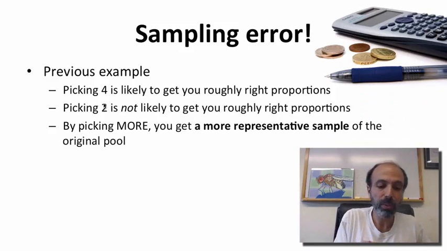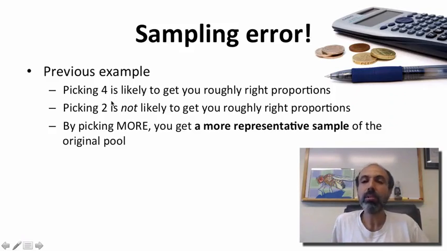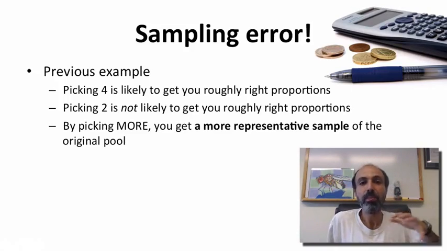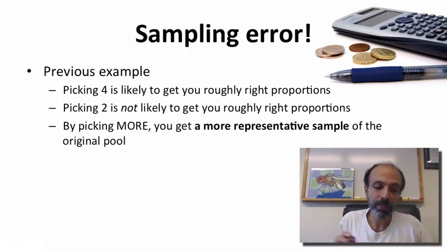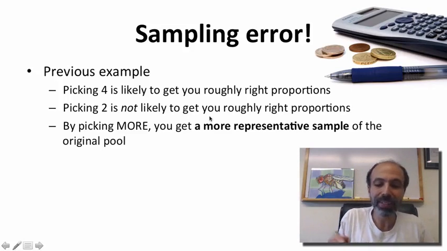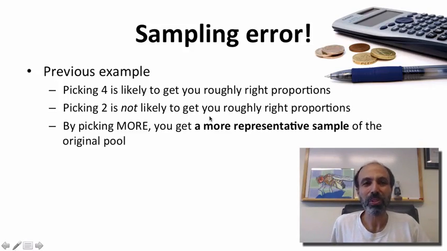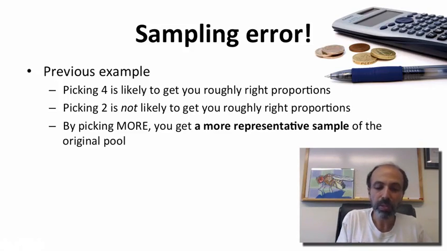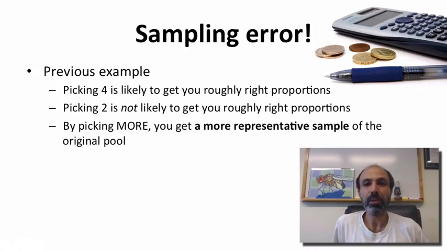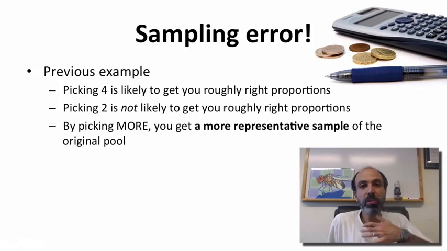So in this prior example, when you picked 4 marbles, it's likely you'd get roughly the same proportions as you had in the previous bag, right? So this would be the right proportions, that it mimics the previous generation. If you pick 2, you're very unlikely to get even roughly the right proportions. So by picking more, you tend to get a more representative sample of the original pool. This is the principle that we see in general.